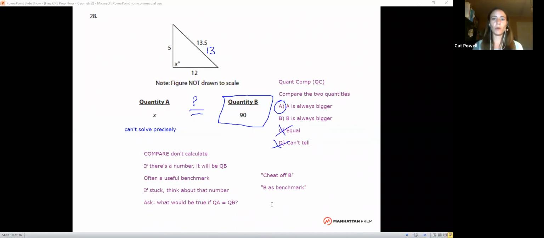In general, in quant, this is also a super, super important thing. Look at the answer choices in quant problems. They are really helpful. They are an extra piece of information about the problem. So anytime I get a quant problem, I read the problem, but I also glance at the answer choices, whether it's QC or multiple choice, and that'll really help.